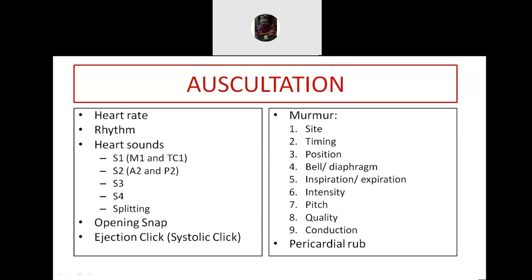So because of this high pulse pressure, you get water hammer pulse, which is also synonymously called collapsing pulse. The blood vessels look like they are dancing. So you get dancing carotid, which is also called Corrigan sign. Your brachial artery will also be dancing. That is called locomotor brachial.